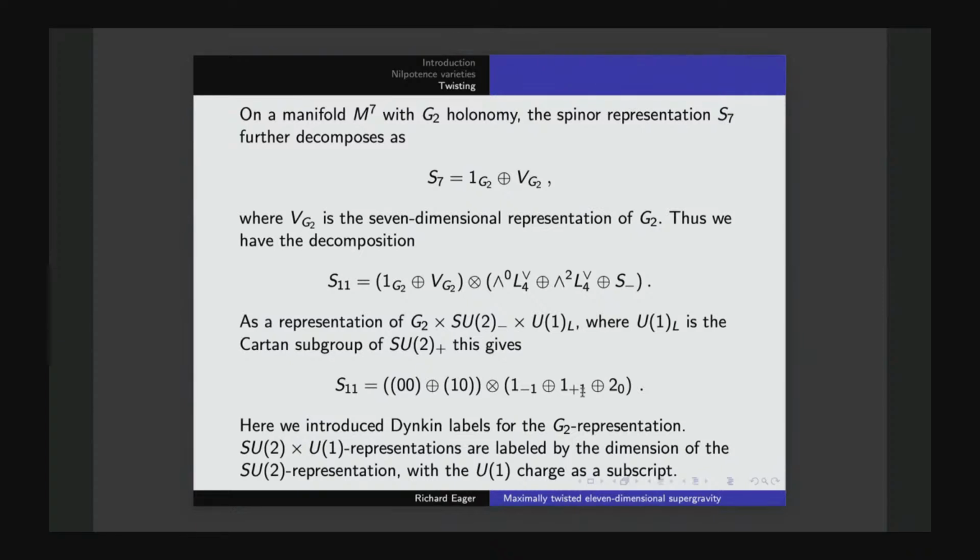And so similarly, that's the decomposition of the 4D spinor. But on a manifold M7 with G2 holonomy, the 7-dimensional spinor representation decomposes further as a singlet under G2 and a vector representation of G2. And so we can decompose the 11-dimensional spinor that we're going to twist by. Sorry, this is going to be the entire 11-dimensional spinor as this contribution from 7 and this contribution from 4.